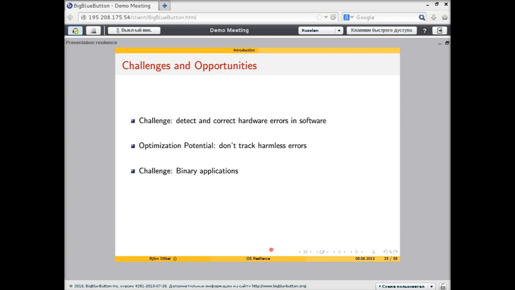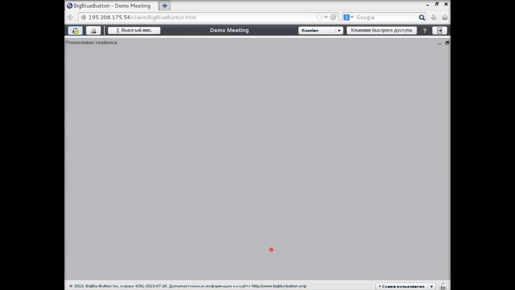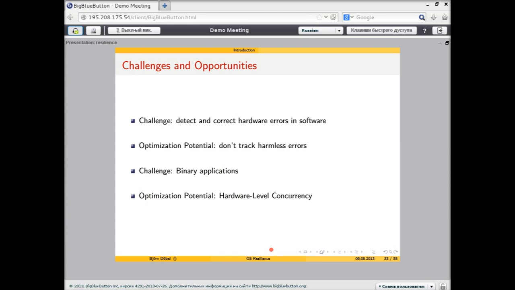So for instance, there are compiler-based solutions where you use a special compiler, and the compiler generates machine code that performs additional checks so that you can avoid hardware errors. However, in order to apply such compilers, you need to have the source code of the application, and you may not always have that.